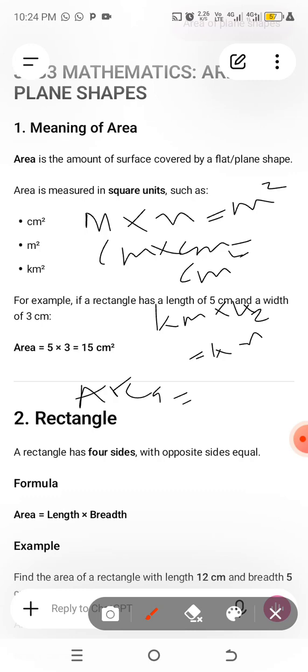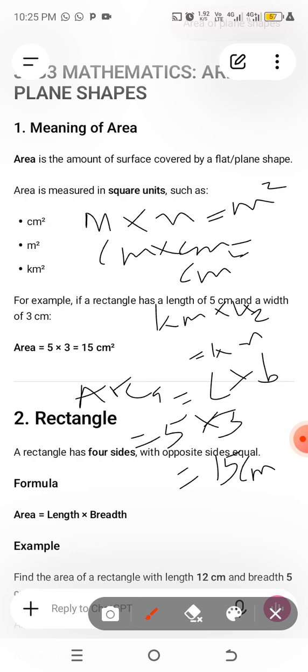equals, if they give you the length, area is length times breadth, as you know. So if they give you the length as 5 centimeter and the breadth as 3 centimeter, that will be 5 times 3, which will give you 15 centimeter square. It will no longer be centimeter because you have multiplied both centimeters together, as in centimeter times centimeter. So that will be centimeter square. Do you understand me?